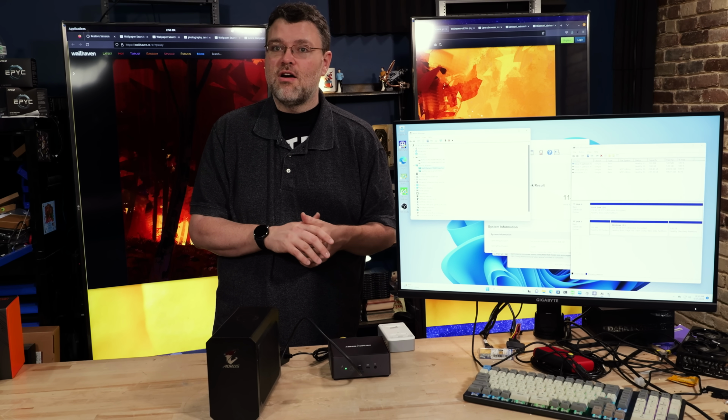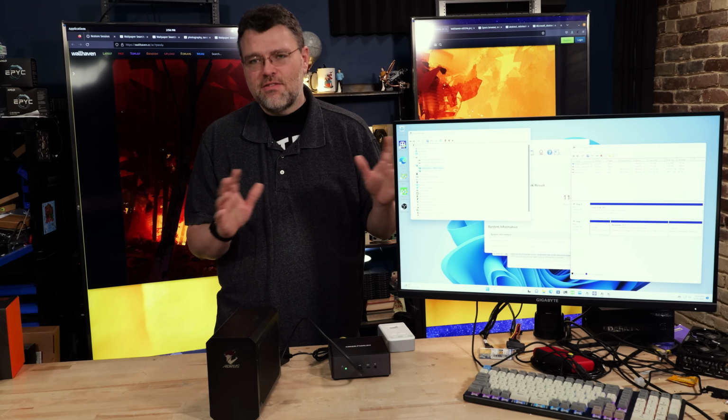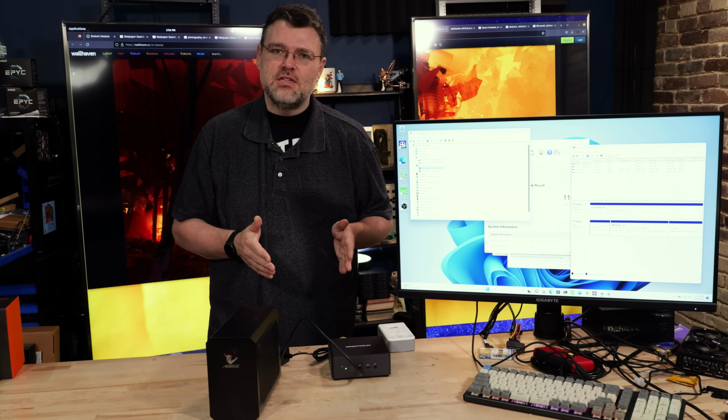Or even optical interconnects. I could go for optical interconnects. I could ramble about this all day. That's not what we're here for. We're here to take a look at the Minisforum machine, see how it runs.